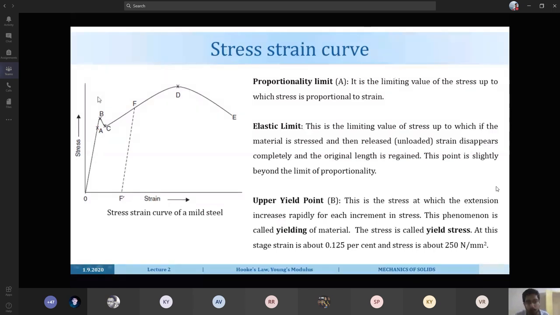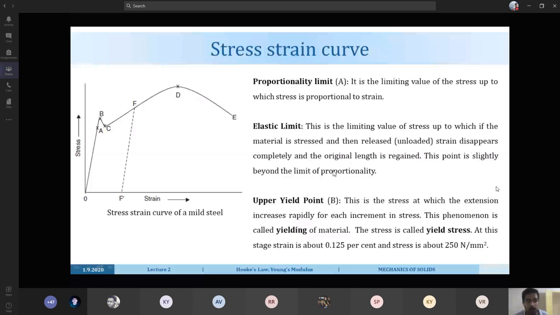Now after point A, we get point B, but point A is very close to point B, and B is defined as the elastic limit. Textbooks mention that points A and B are very close to each other, and sometimes they classify the proportionality limit as the same as the elastic limit. In steel, actually, it is almost the same. Actually, this point is slightly beyond the limit of proportionality.